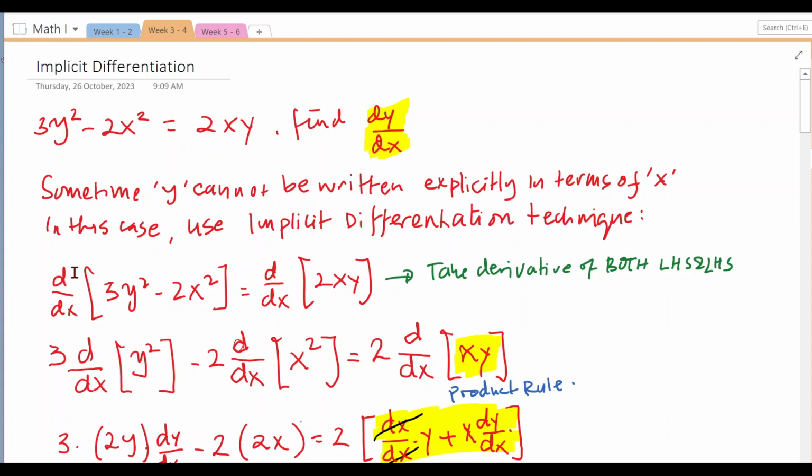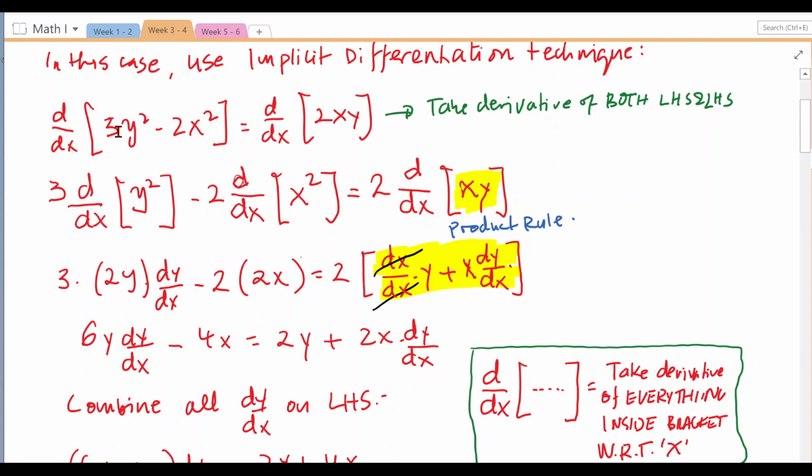So what it means is we take the derivative of everything on the left hand side and on the right hand side accordingly. In this case, the question is asking for the derivative of y with respect to x, dy/dx. So we take d of the square bracket of everything on the left hand side, which is 3y² − 2x², equals d of everything on the right hand side, which is 2xy.